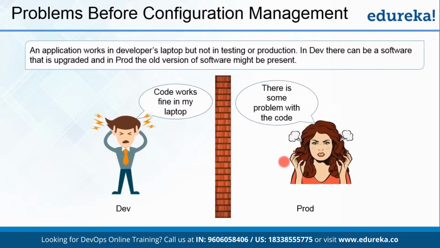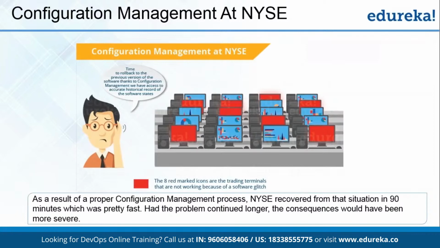Now when it reaches production, since they are using the older version of MongoDB, which is not compatible with the application that developers have built, it won't work properly. There might be certain functions which won't work properly in the production environment. So there is an inconsistency in the computing environment, due to which the application might work in the development environment, but in production it is not working properly. So we'll move forward and we'll see what exactly configuration management is.